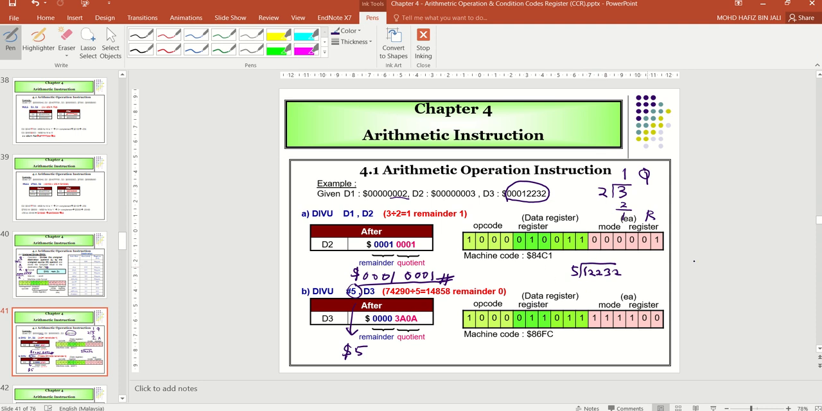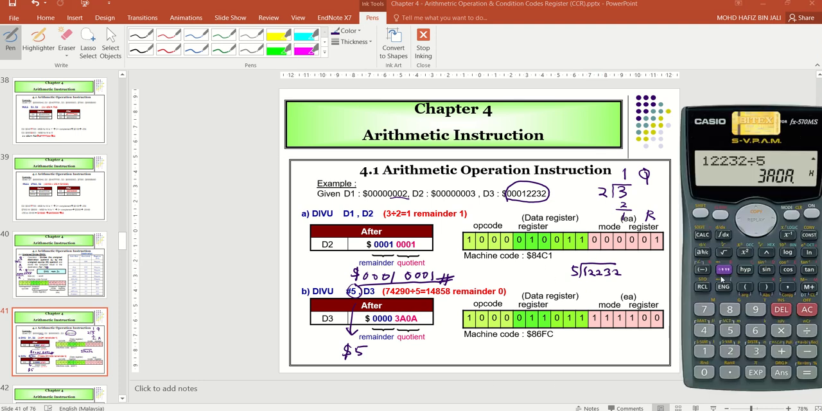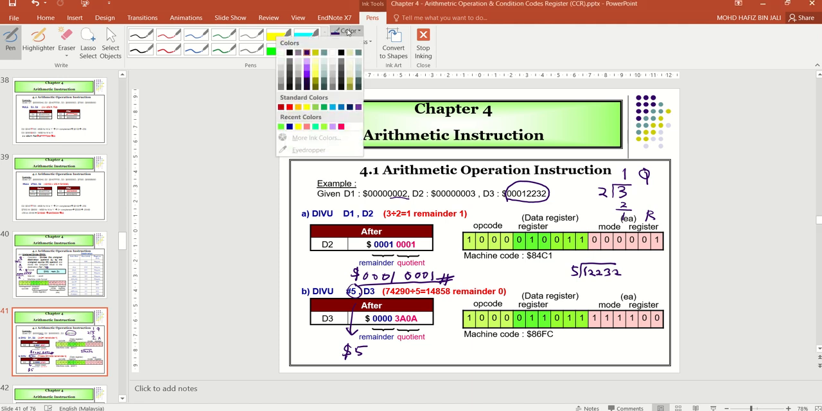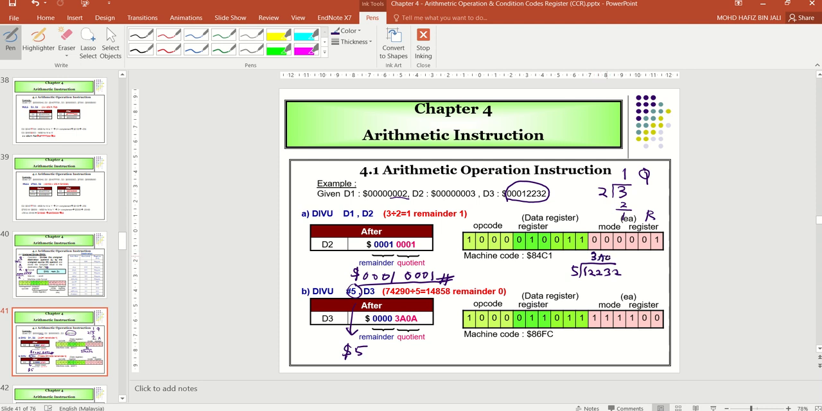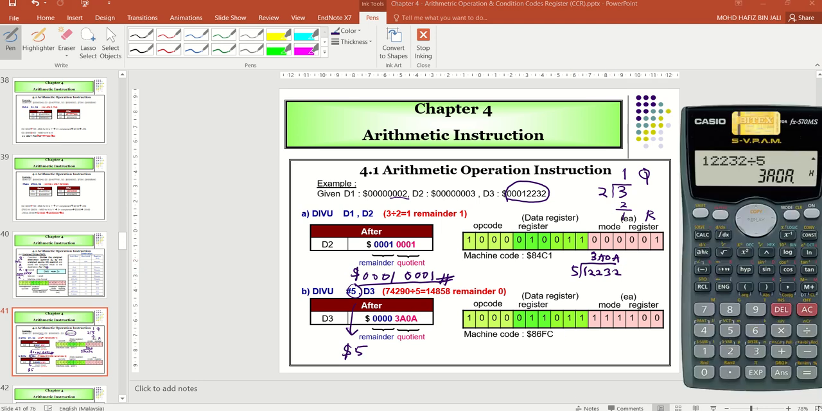What is the answer just now? 3A0A. Okay, but in order to verify this, it is simple multiplication that you have learned from primary school. 3A0A times 5 first. The answer times 5.